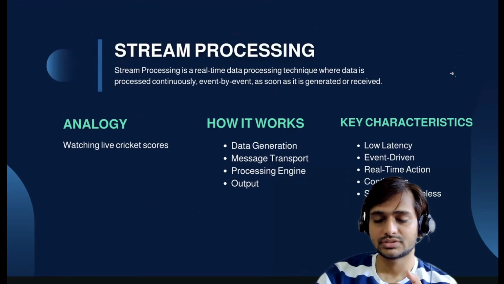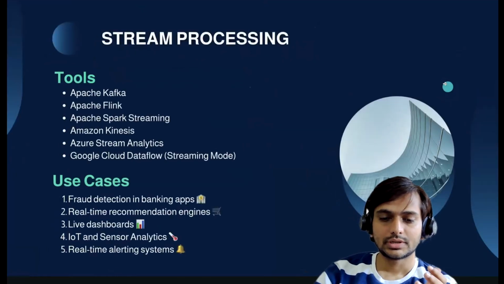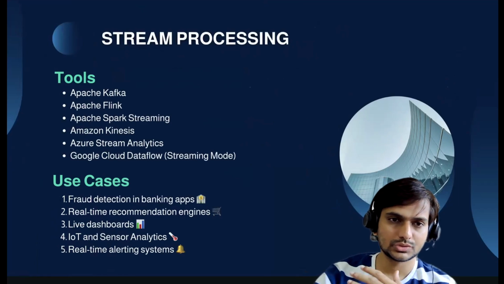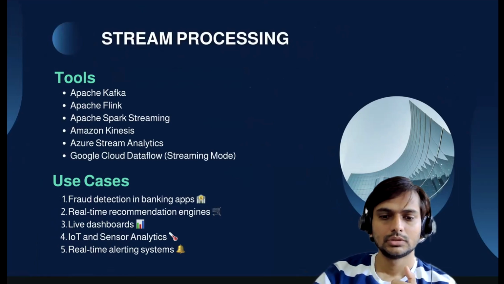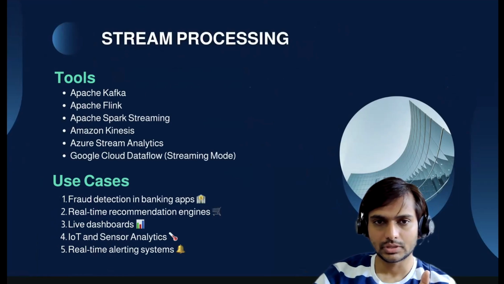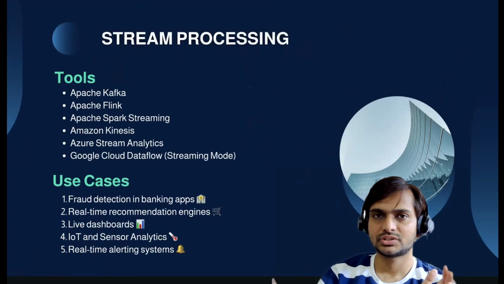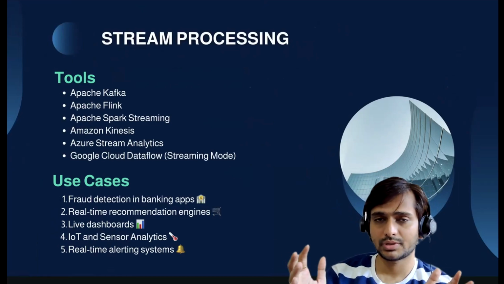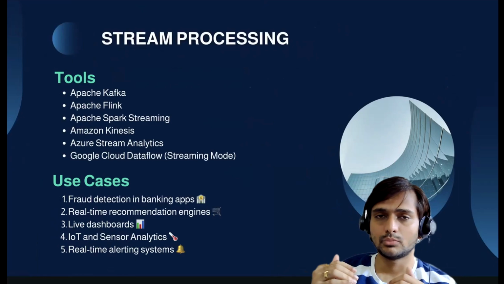So this is how stream processing works, right? Let's move on to the tools and use cases. If we talk about tools, one of the most widely used is Apache Kafka. Apache Kafka is used as a high throughput and low latency messaging system. I would say in 70 to 80% of stream processing projects, Apache Kafka is used. It's the most widely used.